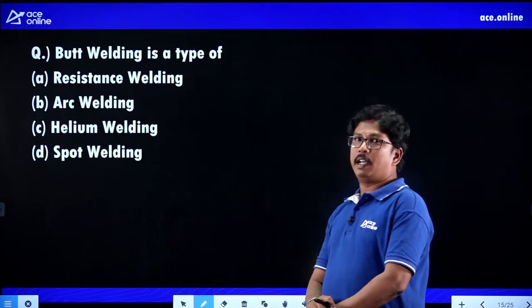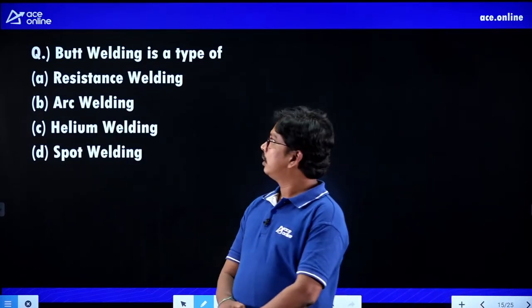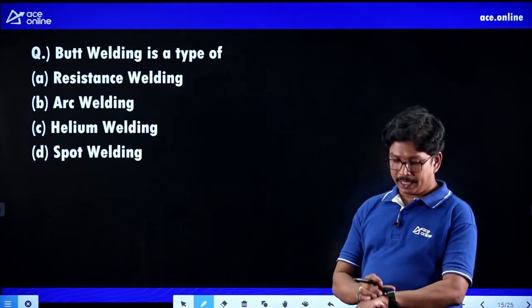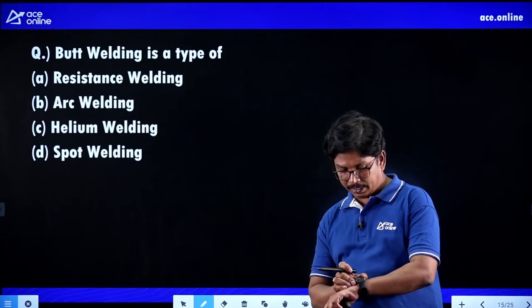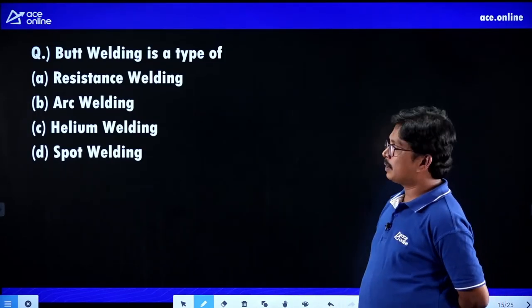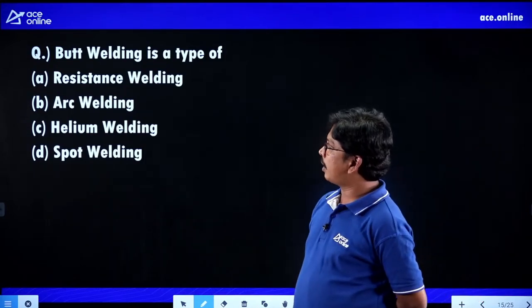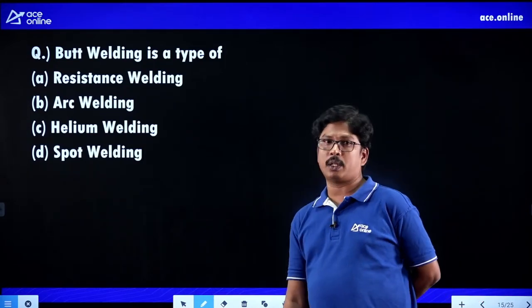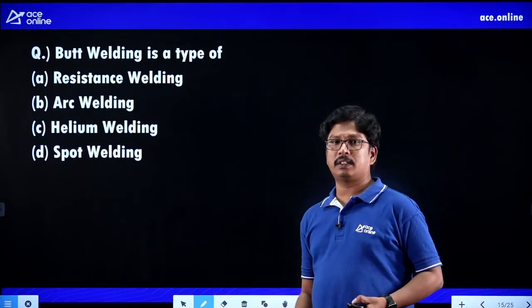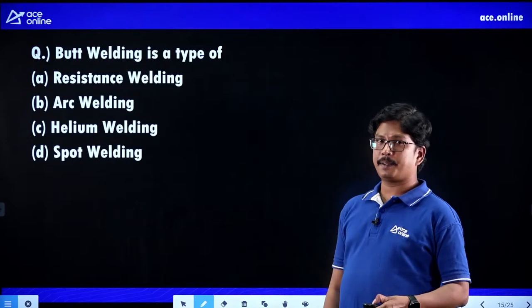Next, we'll go for welding. Butt welding is a type of what? Which type of heating is it? Is it resistance welding, or arc welding, or helium welding, or spot welding? Just see the classification. We'll see the classification based on that.